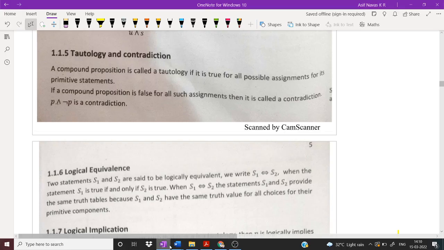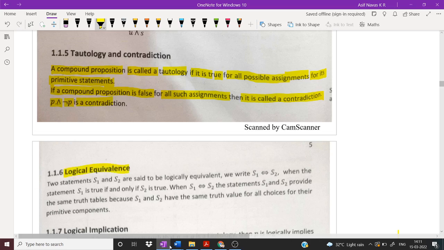Next topic, tautology and contradiction. A compound proposition is called a tautology if it is true for all possible assignments for its primitive statements. That is, if all the values are true, then that compound proposition is called a tautology. And if the compound proposition is false for all such assignments, then it is called a contradiction. For example, P conjunction negation P is a contradiction.